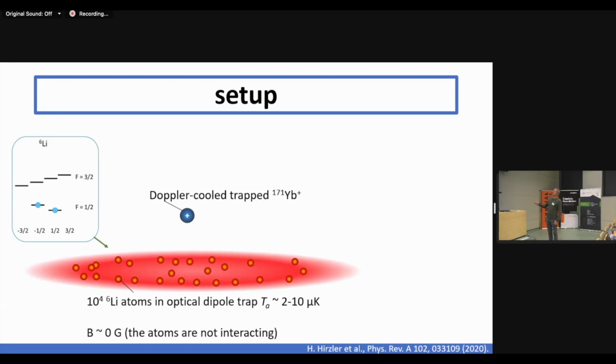This is typically how an experimental sequence goes. We take lithium atoms in the ground state, a hyperfine ground state. It's a spin mixture. We have to do it because it's a fermion, so if we want to cool it evaporatively, we need a spin mixture. And then we typically have a single ytterbium 171 ion. And the atoms are pretty cold, but not degenerate, let's say.